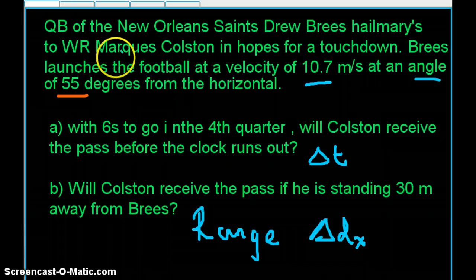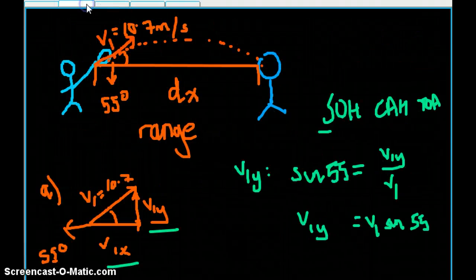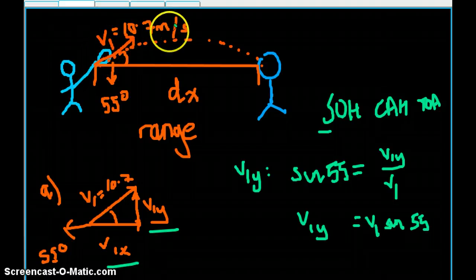And just in case you've forgotten, part A is asking, with 6 seconds to go in the fourth quarter, will Colston receive the pass before the clock runs out? So I'm essentially trying to find the flight time of the football. So how long it takes for this motion to be completed. And so again, always start off with your givens, and we know that.